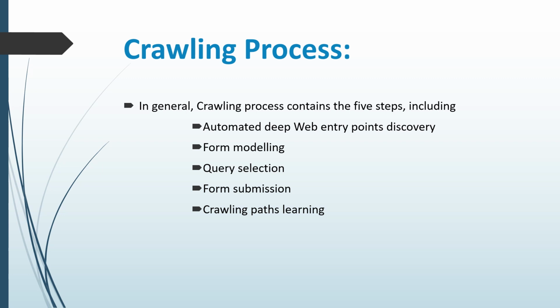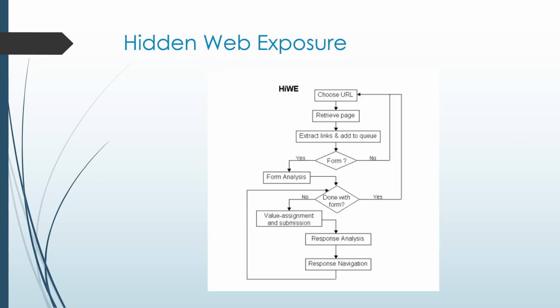The selection can be done in the form of forms or frequent terms, and also sometimes random document querying. After the query selection, the next step is submitting the form. The selected query will be submitted, and the last step is crawling path learning. It is a sequence of pages that the crawler must visit and the interactions required to access relevant pages. Now let's go through how some deep web crawlers work. First, hidden web exposure.